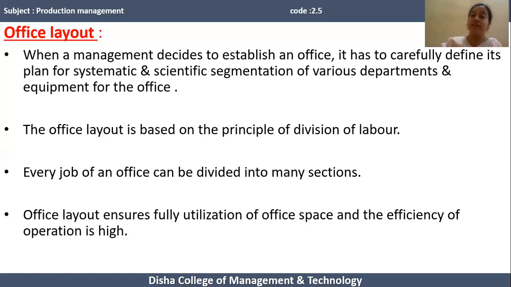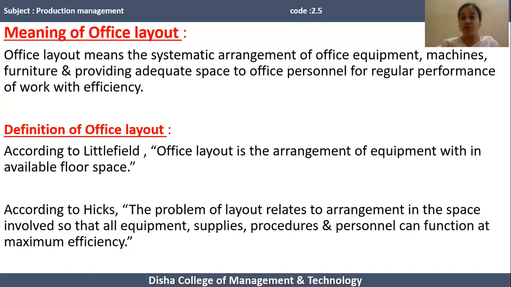He can arrange every section in a perfect location, so that the work can be done in the most effective and efficient manner, and we can use the total space in a perfect way, there is optimum utilization of office space also, and the organization gets maximum operating economy. So this is all about office layout.